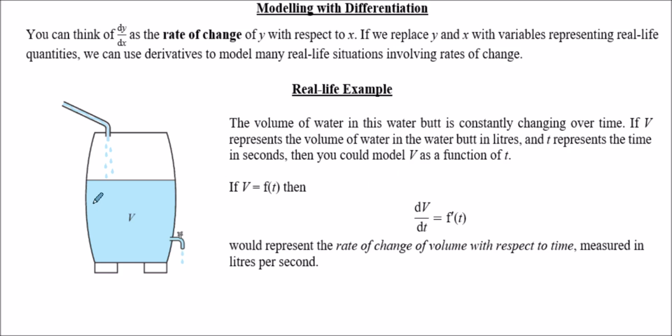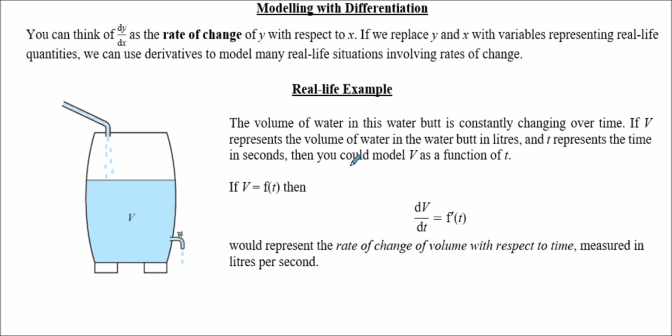So just picking this one out here as a little example, imagine the volume of water in this water butt constantly changing over time. So if V represents the volume of water in the water butt in litres and T represents the time in seconds, then V could be modelled as a function of T.